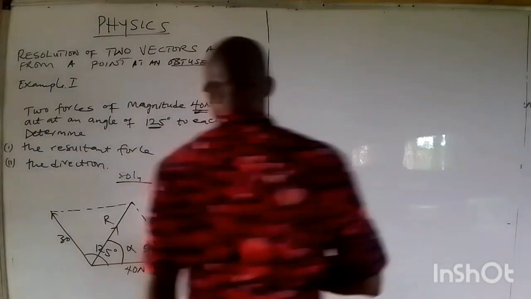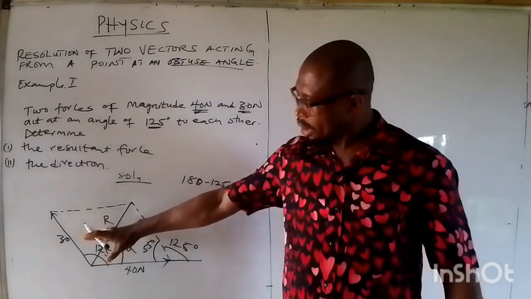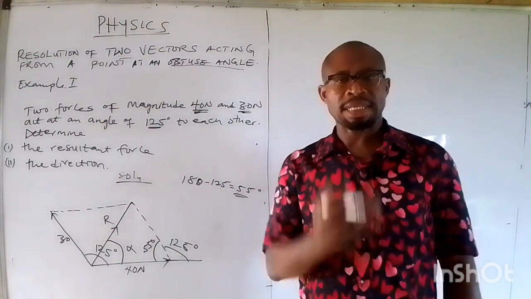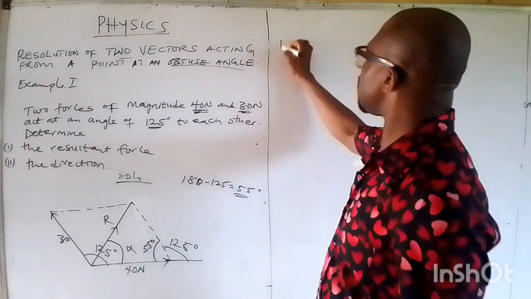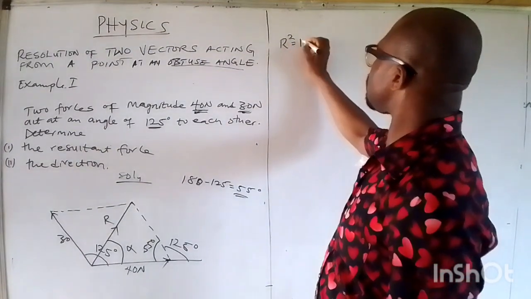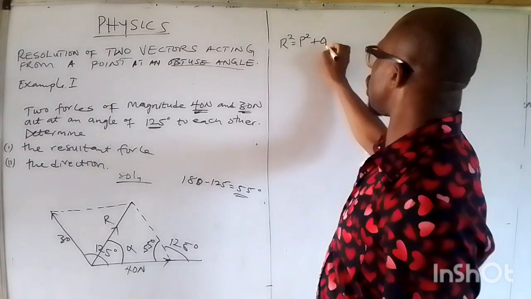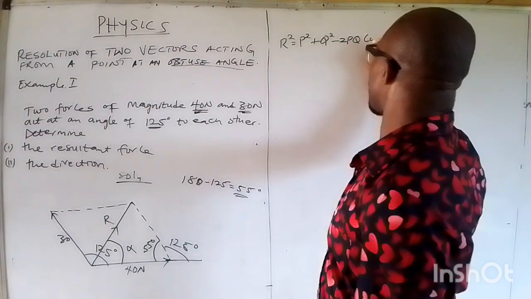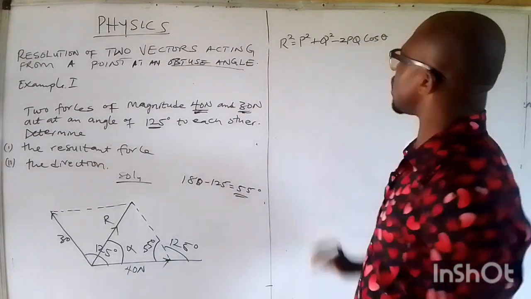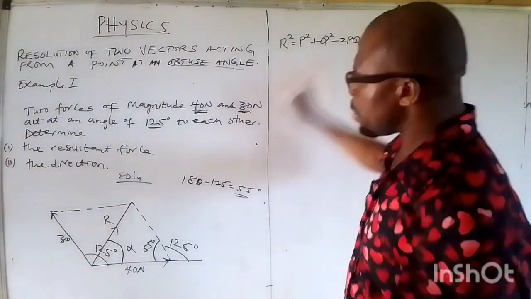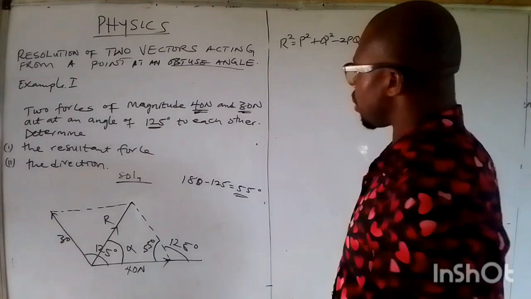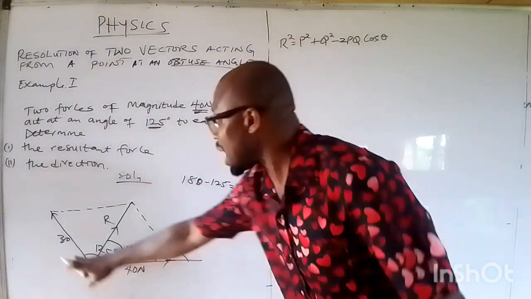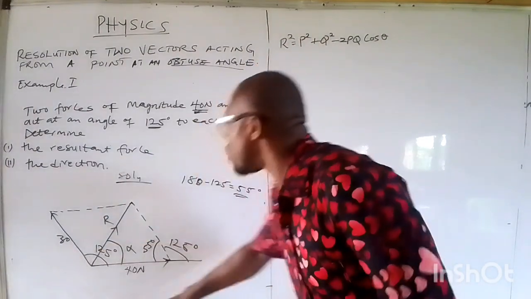So, we can now get our resultant. And how do we get our resultant? We get our resultant using the cosine rule, which is R squared is equal to P squared plus Q squared minus 2PQ cos theta. In this case, any one can be our P. We can use P, we can use Q.